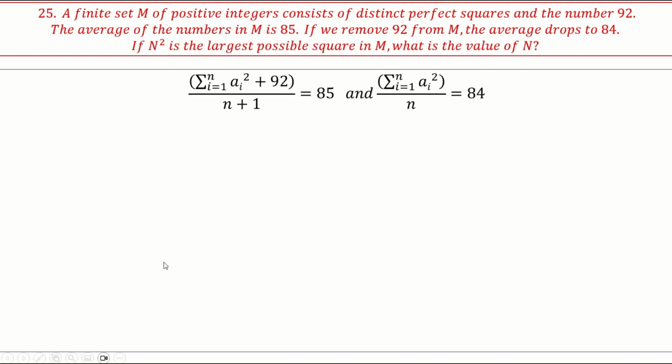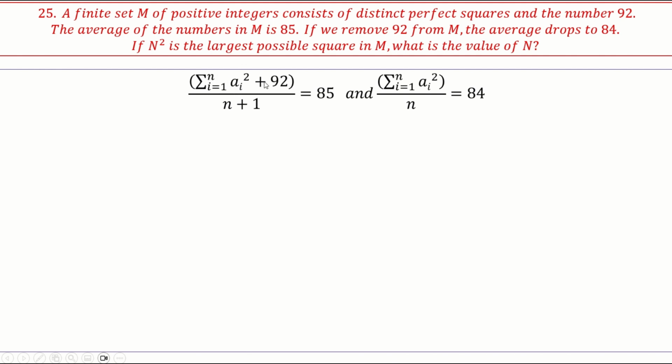This looks easy at least. Okay, let's put it in the equation first. There are n number of perfect squares, that is ai square, i goes from 1 to n. Okay, sum of ai squares plus 92, average of this. That means there are n plus 1 terms.